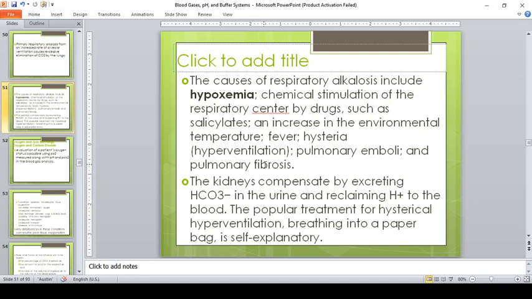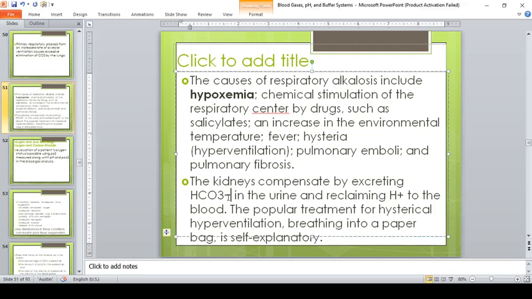The kidneys compensate by excreting bicarbonate in the urine. Okay? Since this is alkalosis, ibig sabihin alkaline. Okay? So, anong gagawin ni kidney? That is to eliminate a base. So, i-eliminate niya ngayon ang bicarbonate. So, it compensates by excreting bicarbonate in the urine and reclaiming hydrogen ion to the blood. The popular treatment for hysterical hyperventilation, breathing into a paper bag, is self-explanatory.